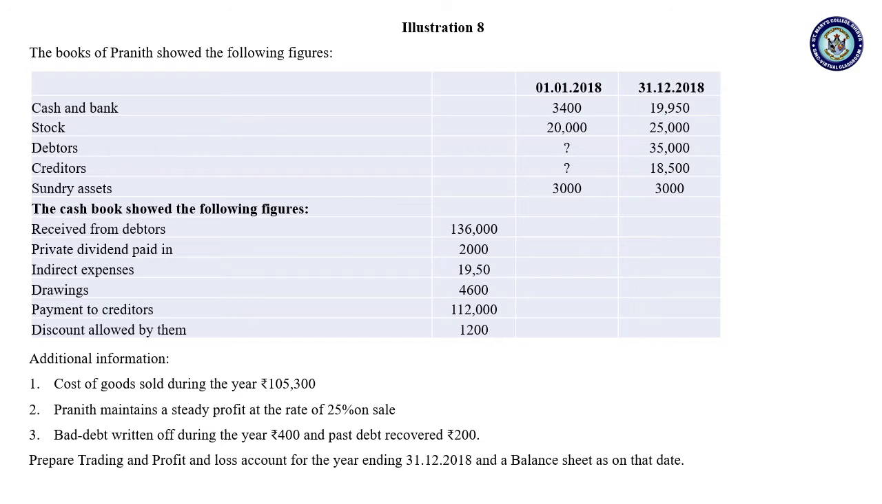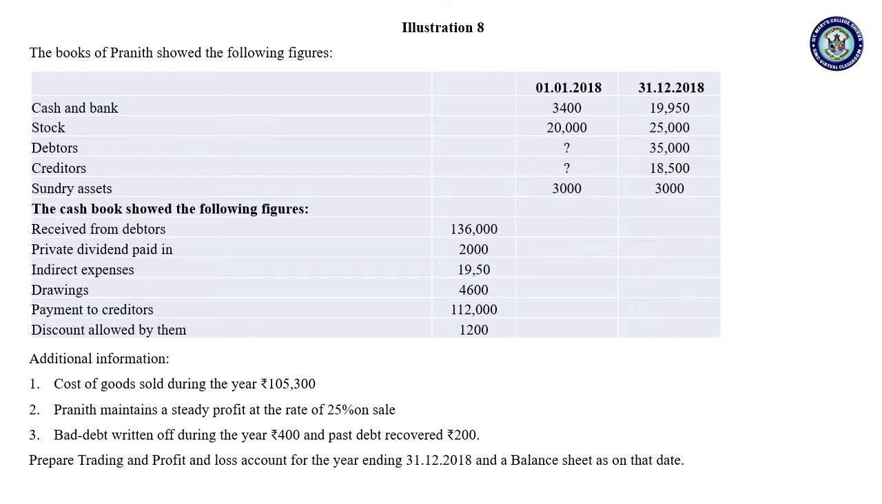and you have to prepare cash account. Though the opening and closing balance of cash is given, they have given some of the transactions relating to cash. You see the secondary information, like the cash book shows the following figures. Means these are all included in the cash account. Now you have to prepare cash account also. So you have to prepare cash account, debtors account, and creditors account. Now first we'll discuss the problem.